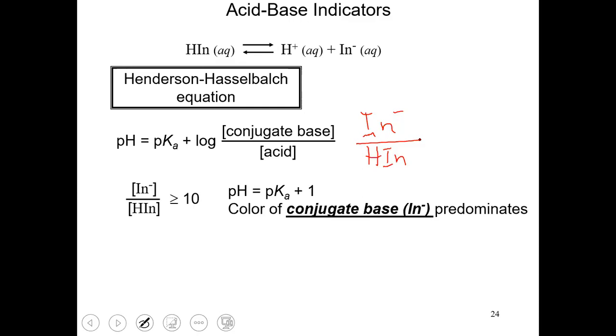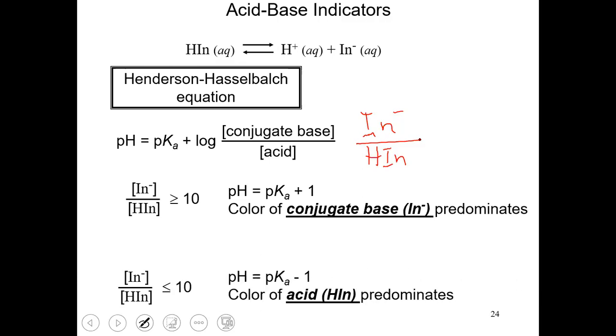So let's say that the base is blue and the acid is yellow. At a ratio of 10 times base to acid, you're going to have a pH that's 1 unit more than the pK. If, on the other hand, the ratio is 1 in 10, then the pH is going to be lower, it's going to be pK minus 1. And in that case, the acid form of the indicator predominates, so whatever color that is, that's what you're going to see in the solution.